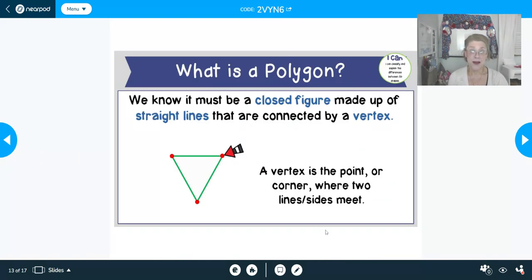So what is a polygon? We know it must be a closed figure made up of straight lines that are connected by a vertex. A vertex is a point or a corner where lines or sides meet. We talked about this when we looked at the vocabulary, but once again, it's where those lines meet. And if it has 3 lines, it will have 3 vertexes or vertices. So this triangle has 3 lines, so 1, 2, 3. So it has 3 connecting points. So it has 3 vertices.